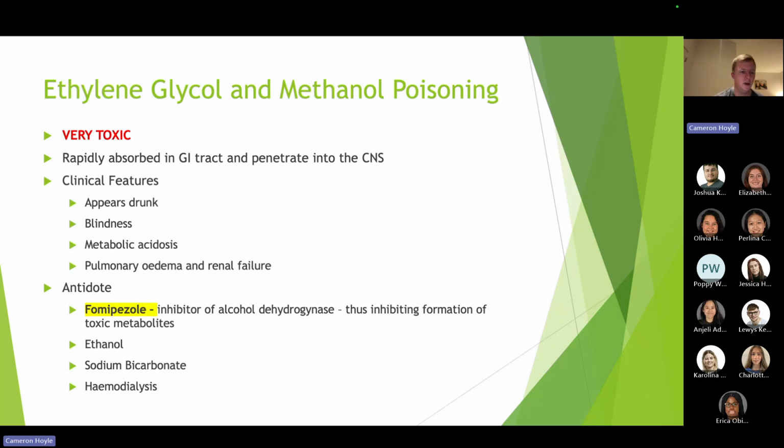Ethanol is the other one that you can use, so you can just give them some alcohol. Sodium bicarbonate is just to help reverse the metabolic acidosis. And then again, our trusty friend, hemodialysis in the very, very severe cases.